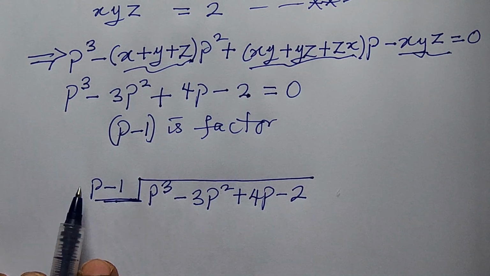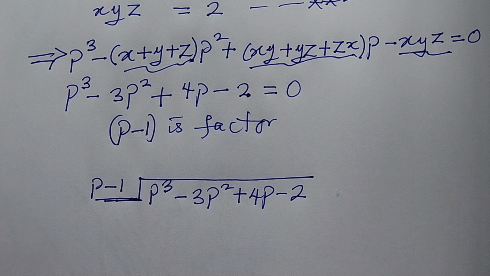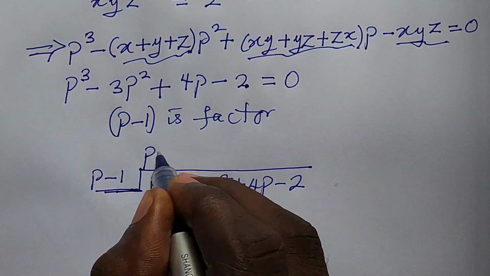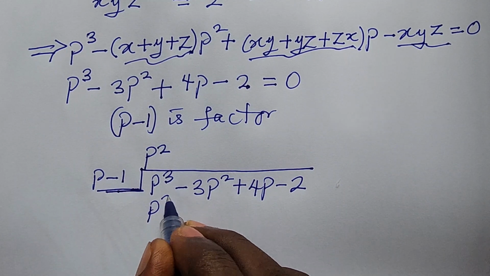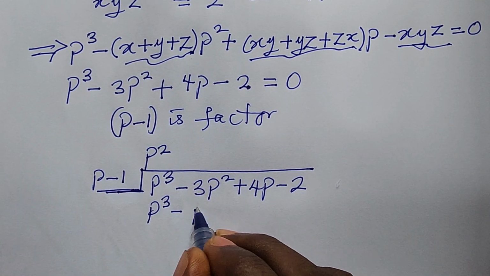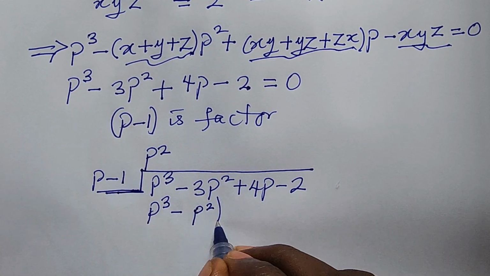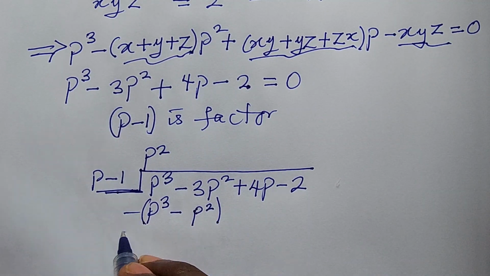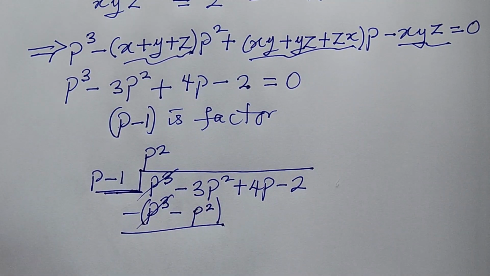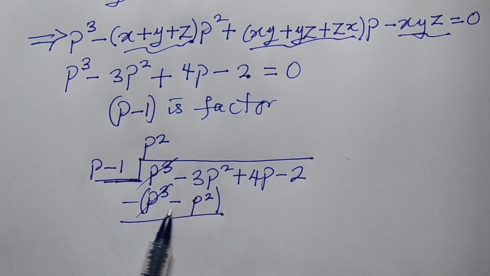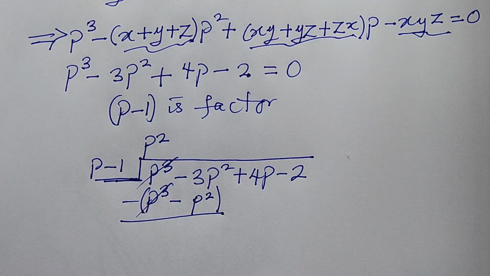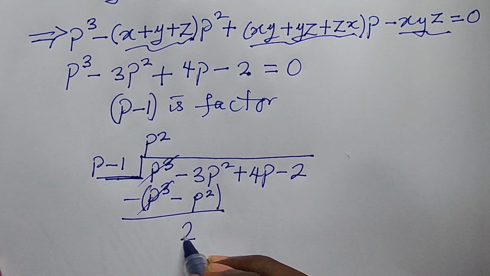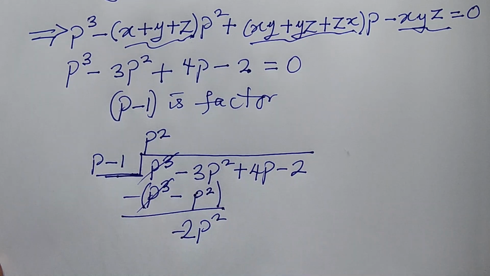Good. So let's go. We use this P to divide this P to the power of 3. That will give us P squared. So we have here P squared. Use this to multiply everything here. This will give us P to the power of 3 minus P squared. So we bracket this, and we subtract. Automatically, this will give us a plus sign. So we have minus 3P squared plus P squared. That will give us minus 2P squared, right?